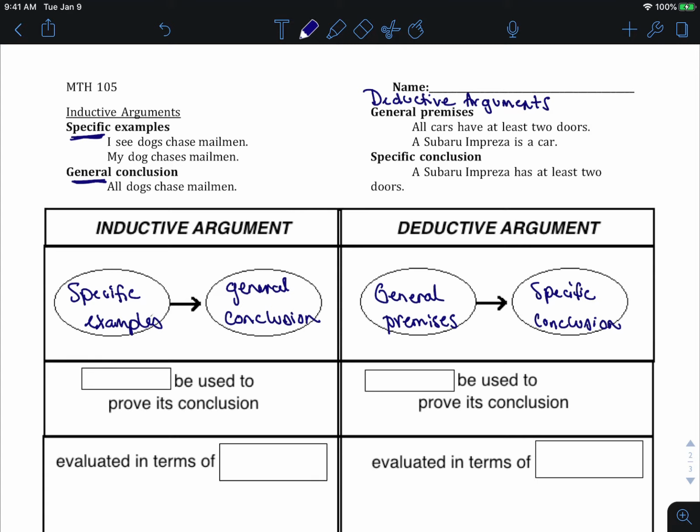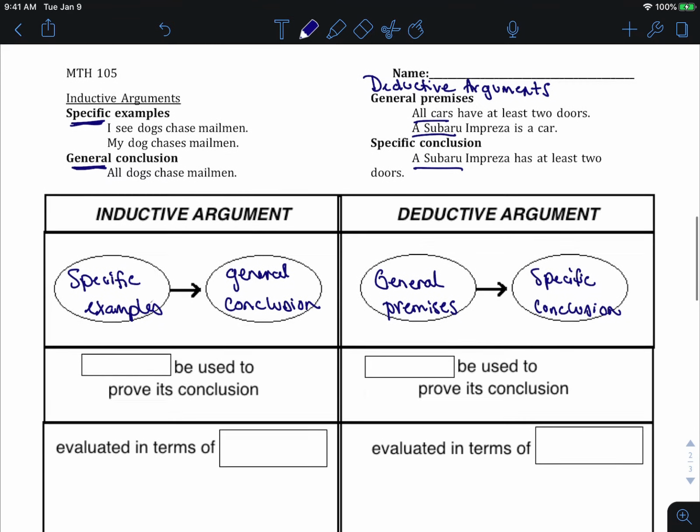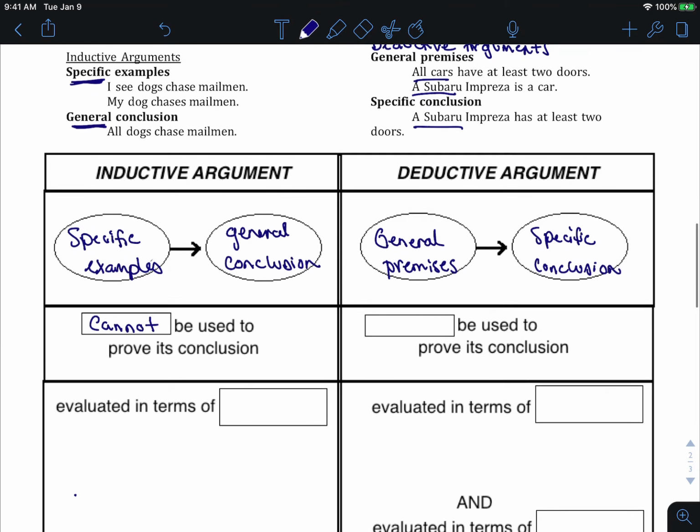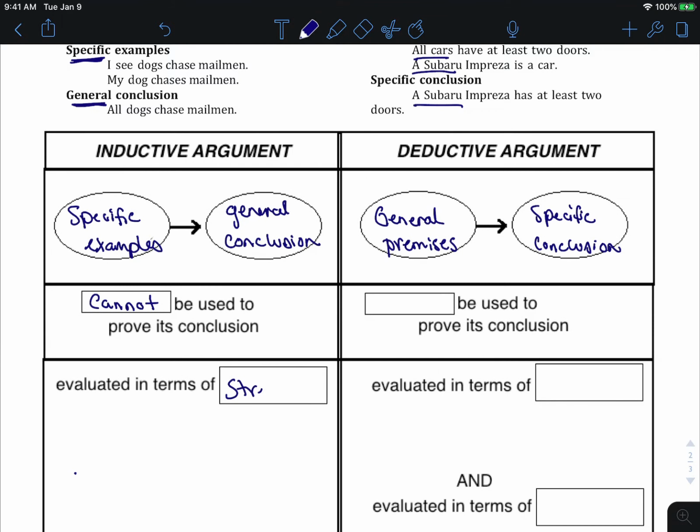Now with deductive arguments, the logic sits better with us. We go from something general, it follows, and then I can make a conclusion based off the statements above it. Where inductive, again, is you're overgeneralizing. It's kind of too hard to prove, right? Just because you have some data on this doesn't mean it's true always. So that's why inductive arguments cannot be used to prove its conclusion. The only way to evaluate inductive arguments is in terms of its strength.